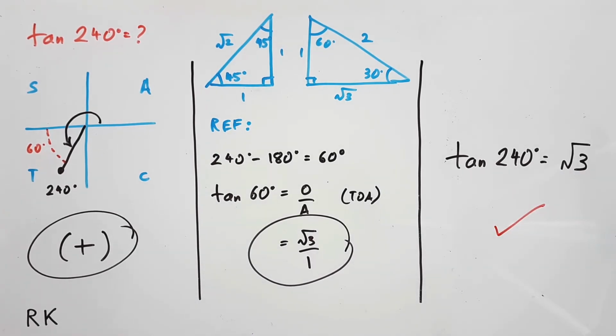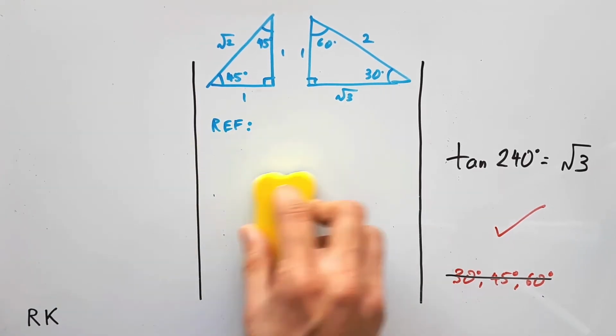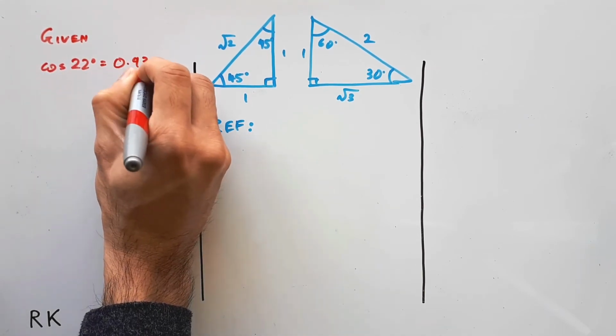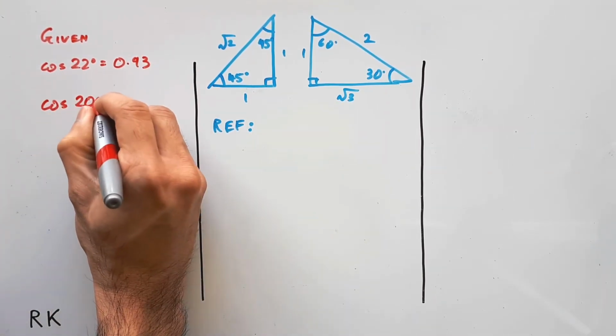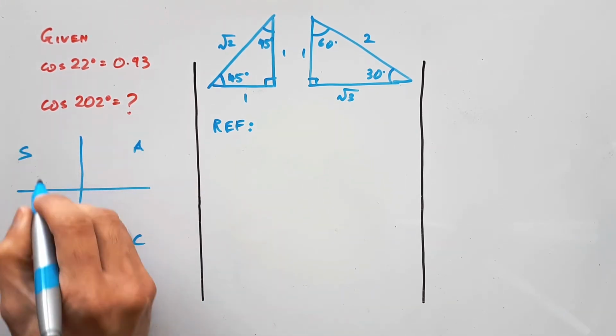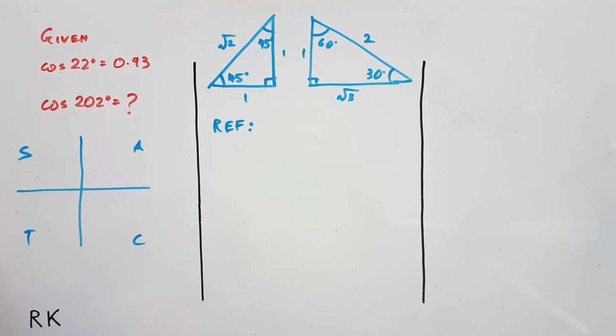This might seem pretty straightforward so far, but we've only been using CAST with reference angles like 30, 45, or 60 degrees. What if it's not so convenient? For other angles, you would usually need to be given that information. For example, given cos 22 degrees is 0.93, you may be asked to find the ratio for cos 202 degrees. The method is the same, but without using your special triangles, since they're not relevant anymore. Pause the video right now if you would like to try it out first.